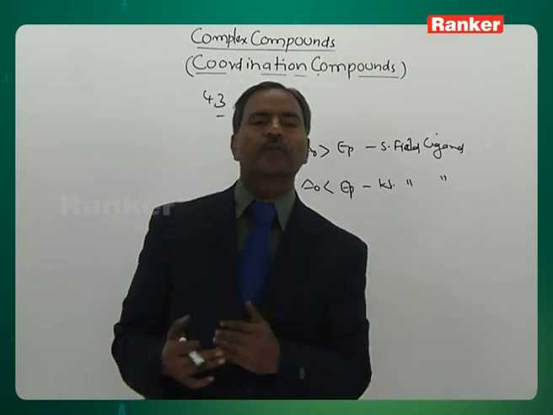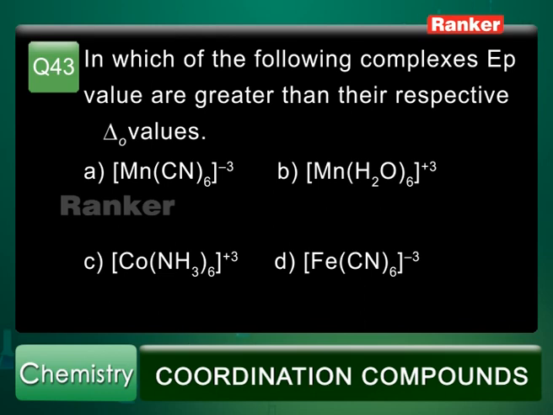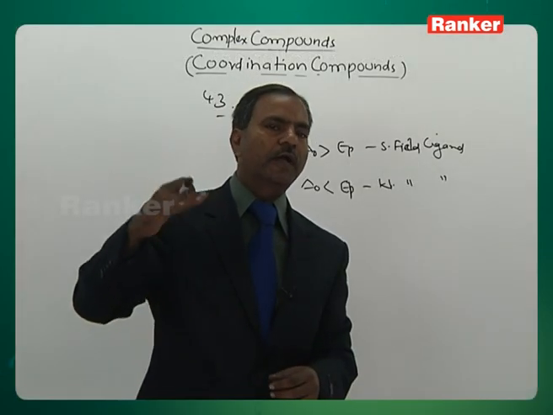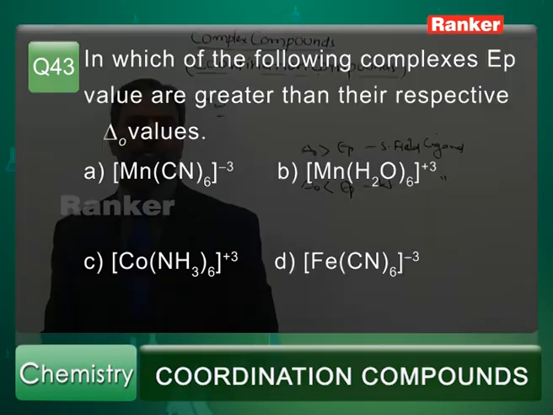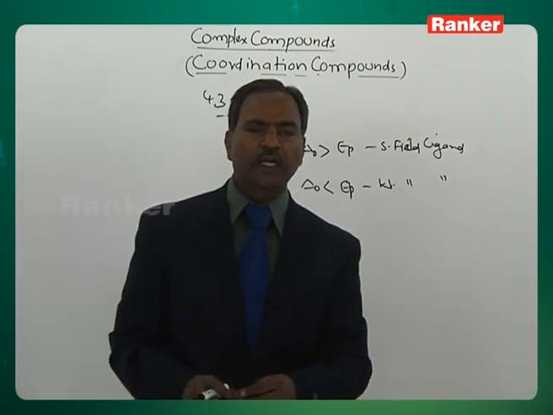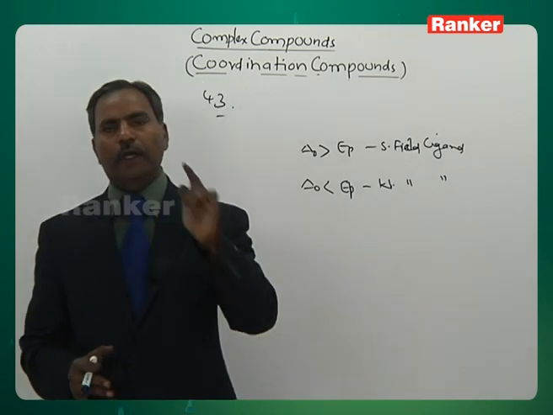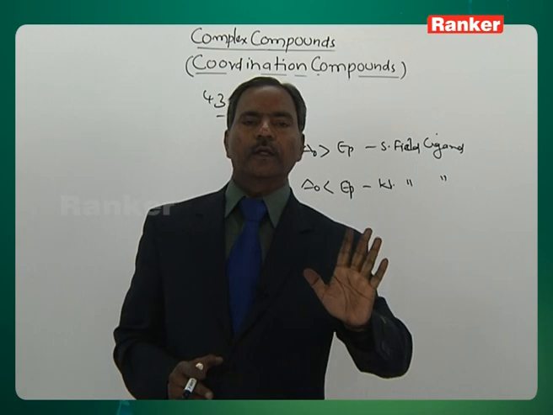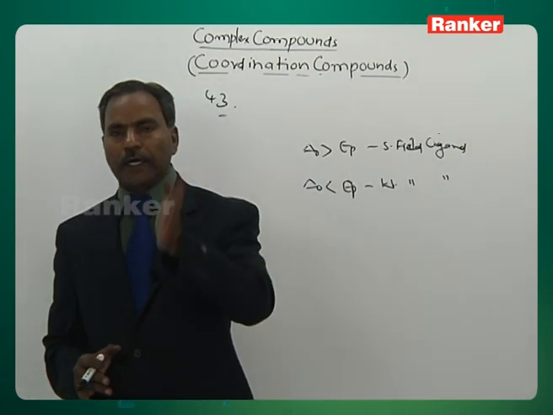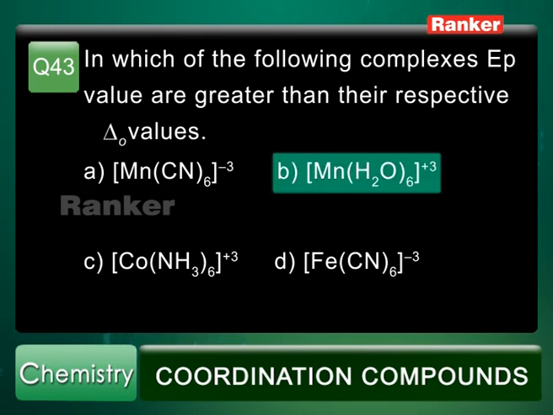Among the given options, you have to see where the weak field ligand is. Coming to A, [Mn(CN)6], you know CN is a strong field ligand. Delta O dominates there. Coming to B, [Mn(H2O)6]3+, the aqua ligand is weak field. Coming to option C, ammine. Coming to option D, cyano. Only in option B do you have a complex with the aqua ligand, a weak field ligand. So EP values are greater only with option B. So the answer is B.